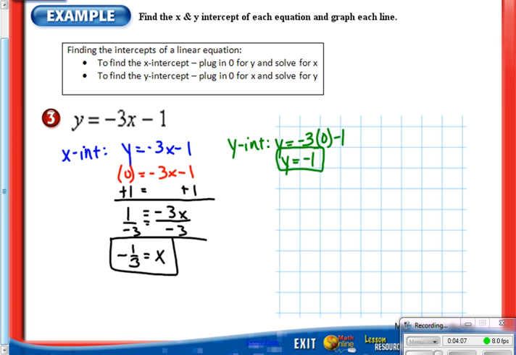And again, this equation here, you could actually pull it right out. You wouldn't have to do anything algebraically. Why can you pull it right out? Because it is in slope-intercept form. Y is by itself, and we know -1 is our B value.